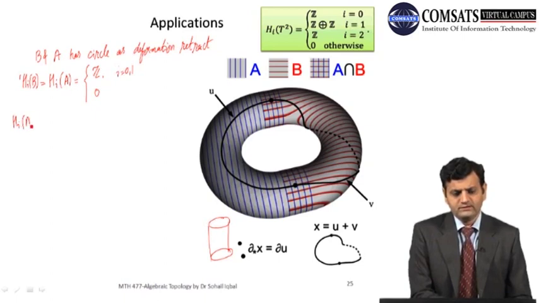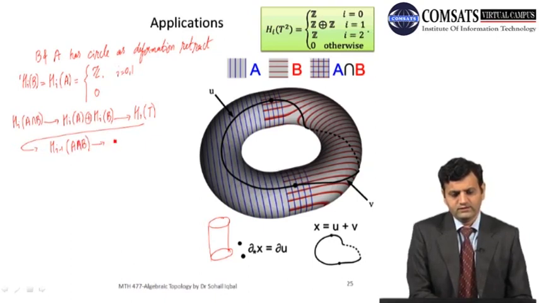So H_i(A ∩ B) goes to H_i(A) direct sum H_i(B), goes to H_i of the torus T, and this goes to H_{i-1}(A ∩ B), and this goes to H_{i-1}(A) direct sum H_{i-1}(B), and so on. Okay, so we know the homologies of H_i(A) and H_i(B), so basically we know these things.